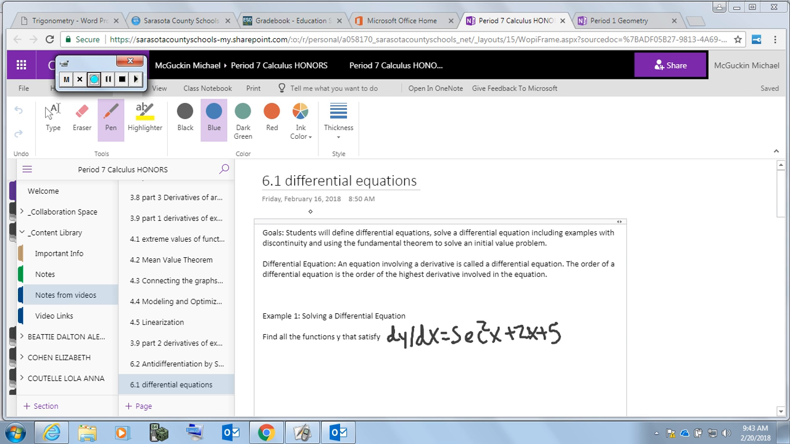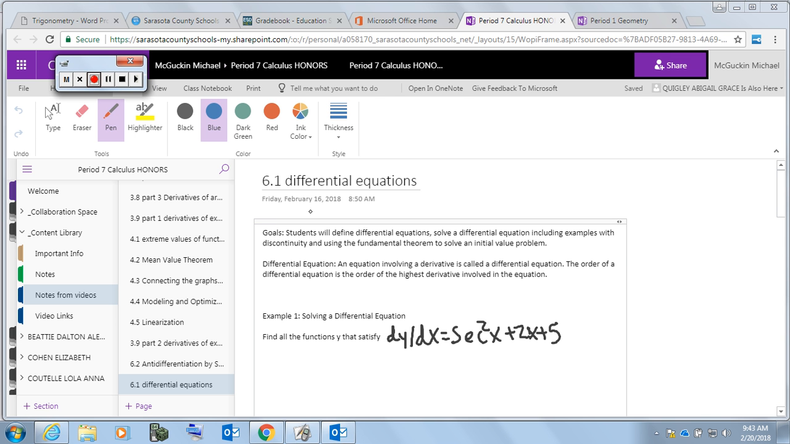Alright, for this video specifically, we have a little mini goal of: can we define what a differential equation is? Can we solve a basic differential problem? And then the second example we're going to look into is a basic initial value problem as well. Before we go any farther, let's talk about differential equations.